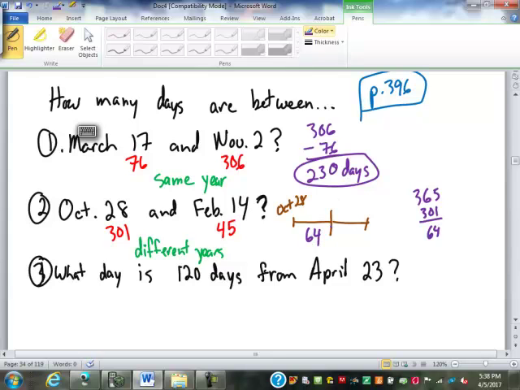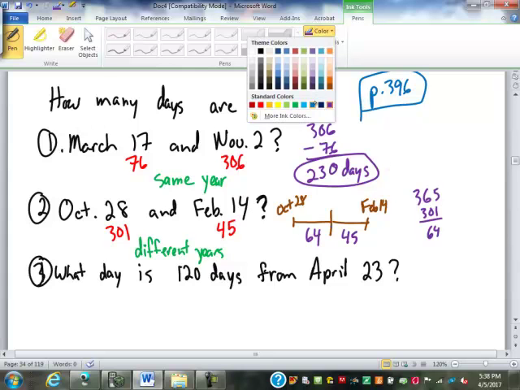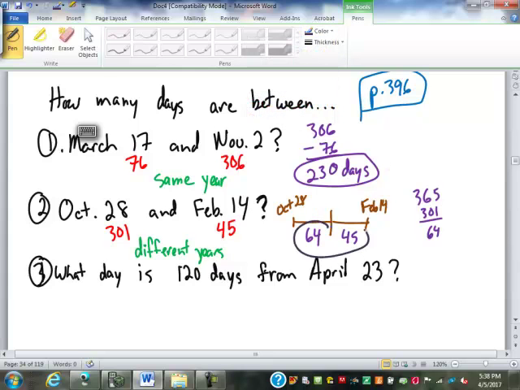And then from the beginning of the year to February 14th, that's just the 45 days. So then we're just going to add them together. 64 plus 45 gives me 109. So there's 109 days between those two dates.